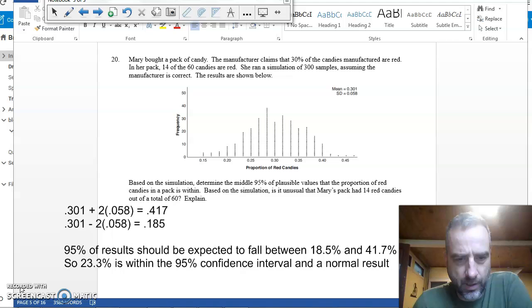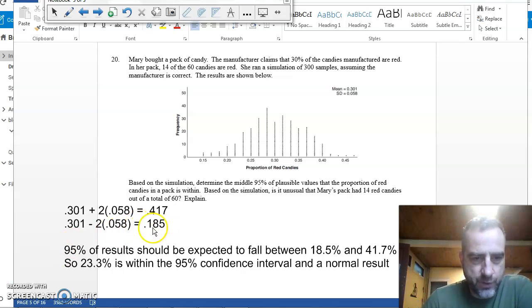Is that way below normal, way below the average? Well, when we do the 95% confidence interval, the top end is 41.7%. The bottom end, 2 standard deviations below, is going to be 18.5%. So this is not unusual. This is not some strange happenstance. It's perfectly normal based on my sampling that this should happen. If the candy manufacturer doesn't want this to happen, then maybe they should have stricter guidelines. But this is on average what does happen.